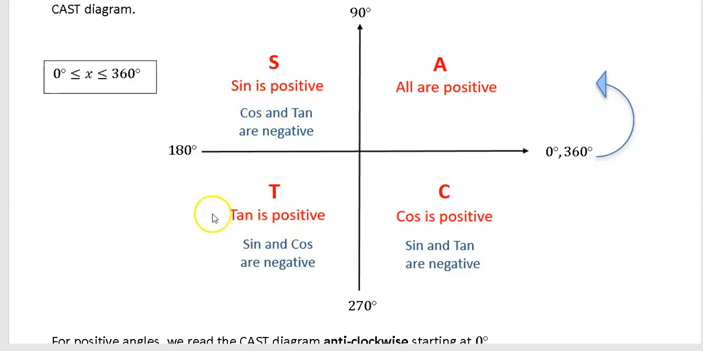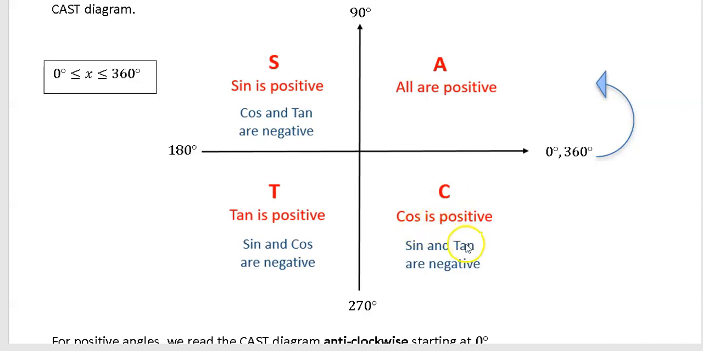Okay, this one is the T section, and that's because tan is positive. So if we pick 210, tan of 210 would be positive, sine of 210 would be negative, and cos of 210 would be negative. So only tan is positive in this section. And lastly, from here, say we pick 330, cos of 330 would be positive, sine of 330 would be negative, and tan of 330 would be negative. So only the cos is positive.